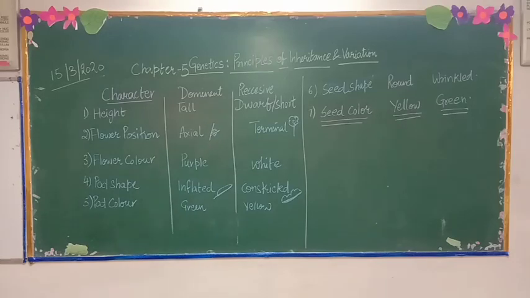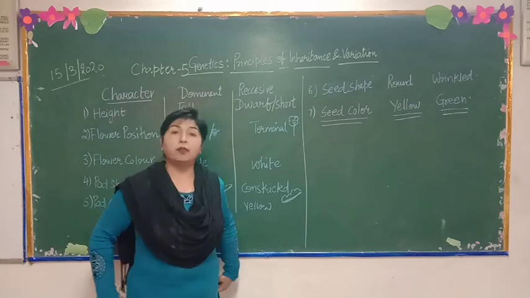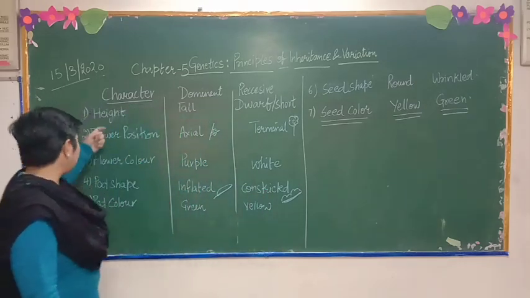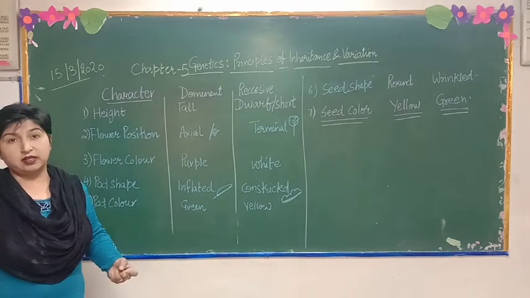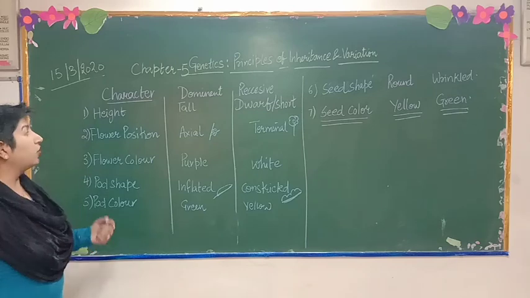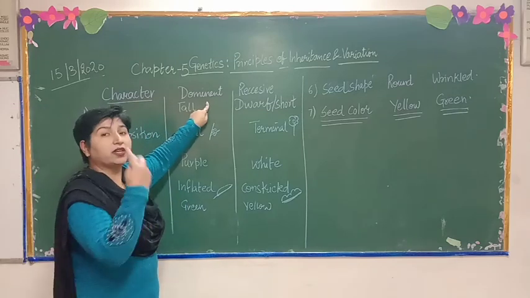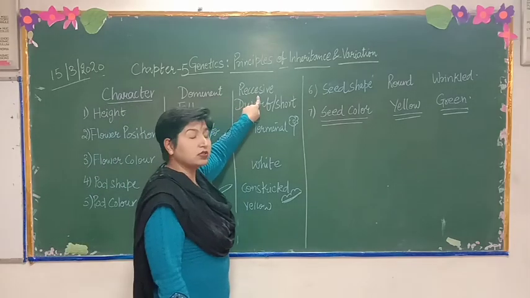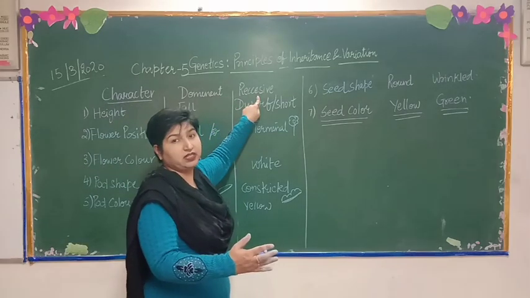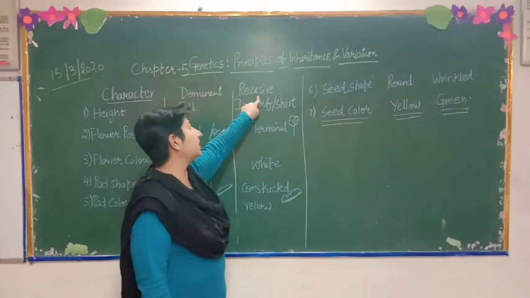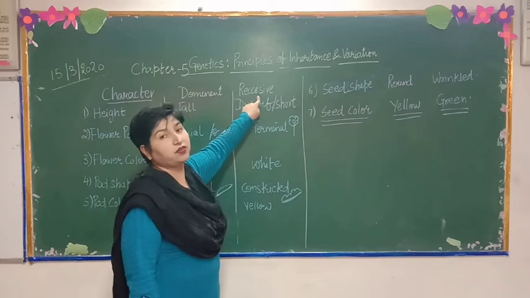Good afternoon everyone. Now as I was discussing in the previous topic, dominant and recessive characters, the pea plant has 7 contrasting characters. That's why Mendel selected the pea plant for his experimentation. Dominant means the characters which are able to express themselves in the next generation, and recessive are those which are not able to express themselves. They remain suppressed in the next generation. These are called recessive characters.